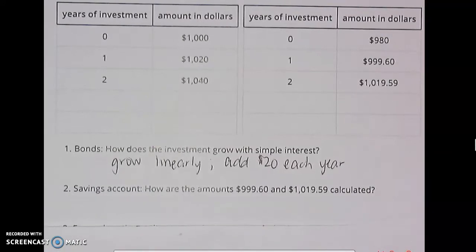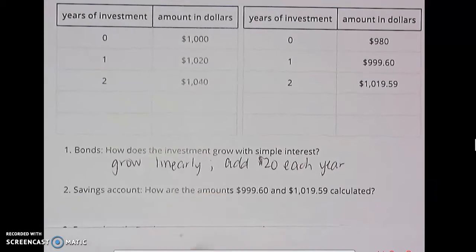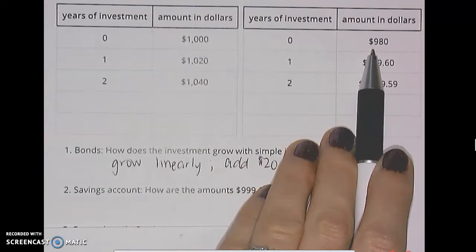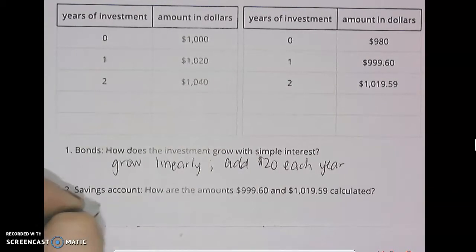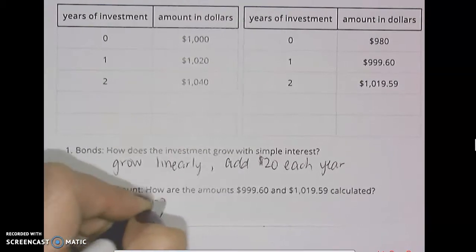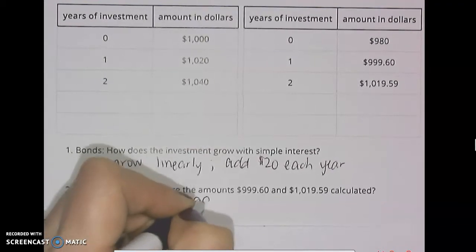How, for the savings account, are the amounts $999.60 and $1,019.59 calculated? So if we are looking back, it's a $20 fee. So at 0 years, there's $980 in that account because they've already taken away the $20 fee to open the account. Then it pays 2%. So if we take that initial amount of $980 and multiply it by 1.02, since we had 2% compound interest, that's going to give us our $999.60.